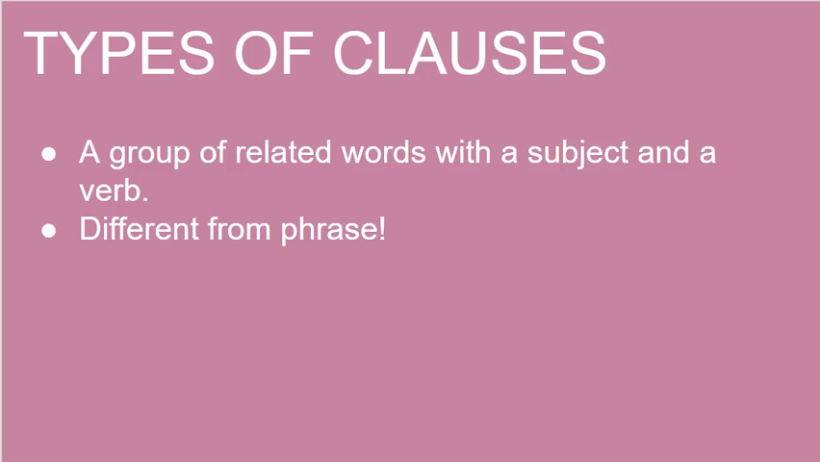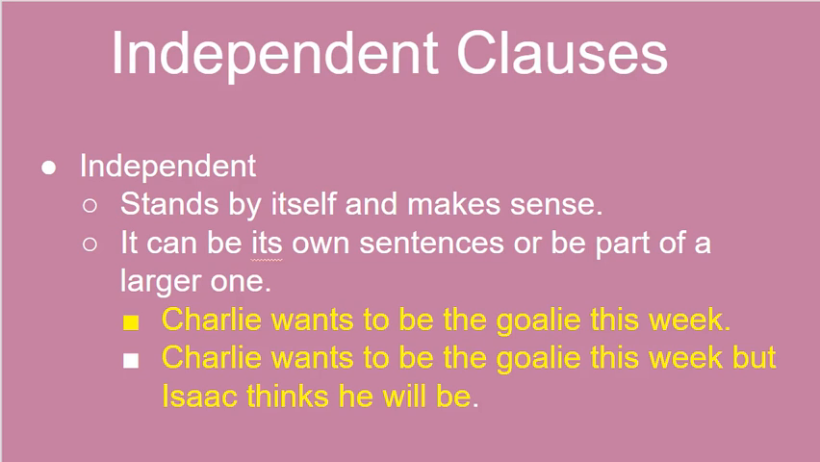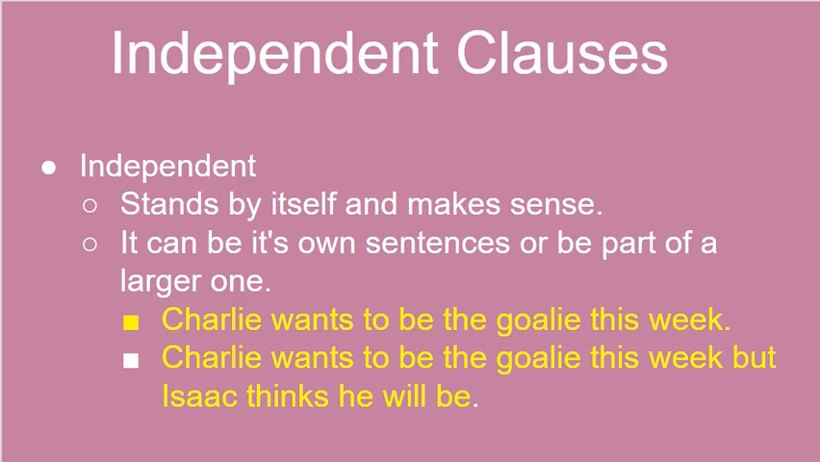Types of clauses. Clauses are a group of related words with a subject and a verb. It is different from a phrase. So let's look at some clauses now. Let's start with independent clauses. An independent clause stands by itself and makes sense. It could be its very own sentence, and it could be a part of a larger one.